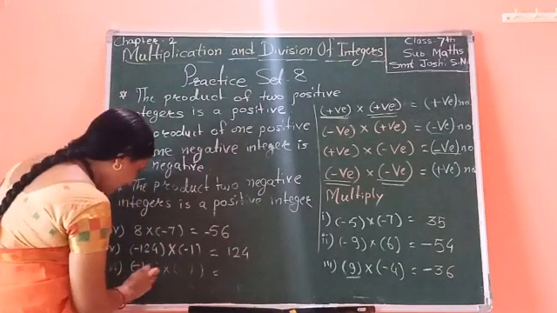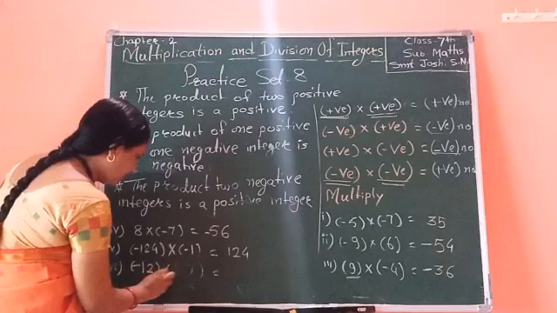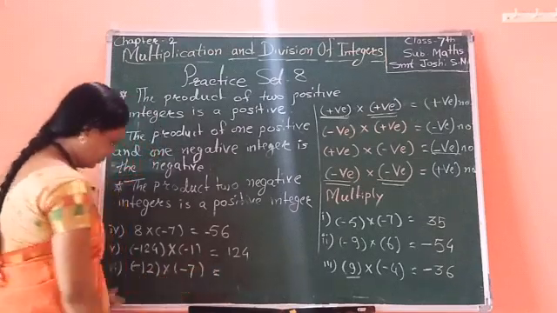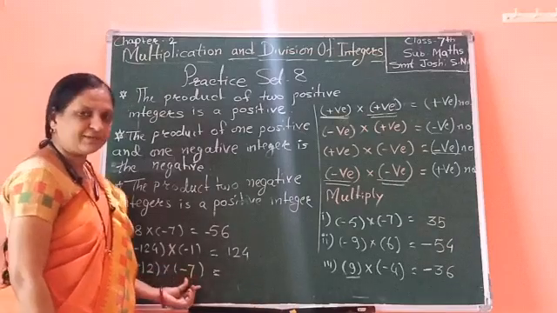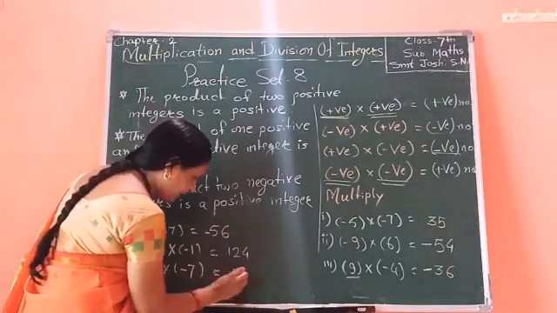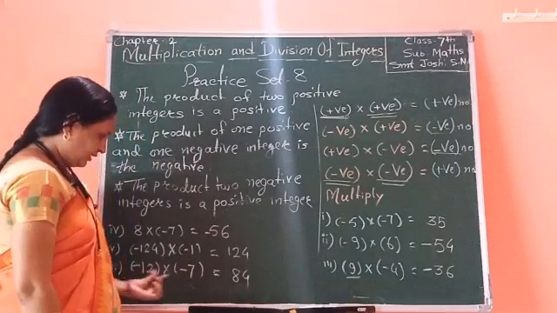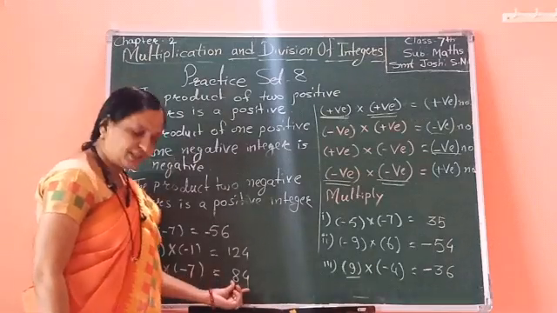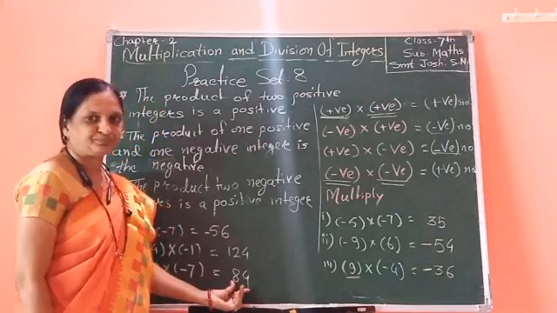Sixth example, -12 into -7 equal to 84, because 12 7s are 84. Here the given two integers are negative, then the product is positive.